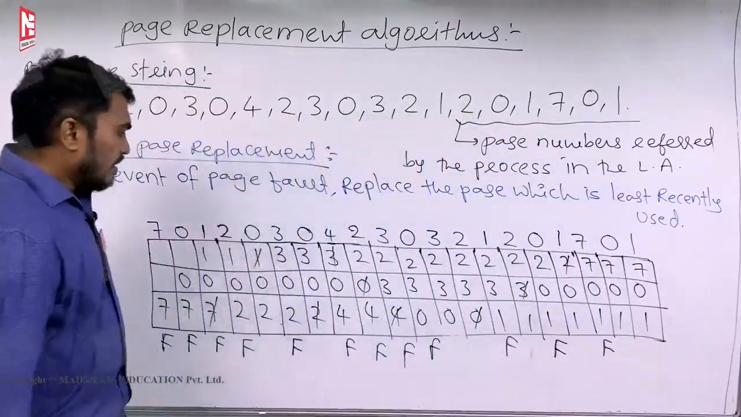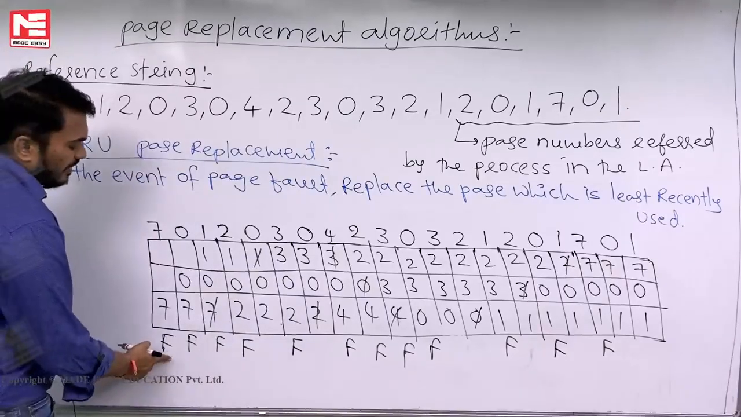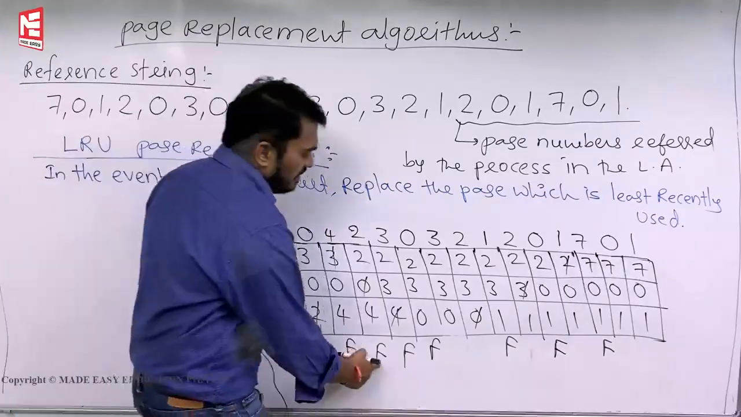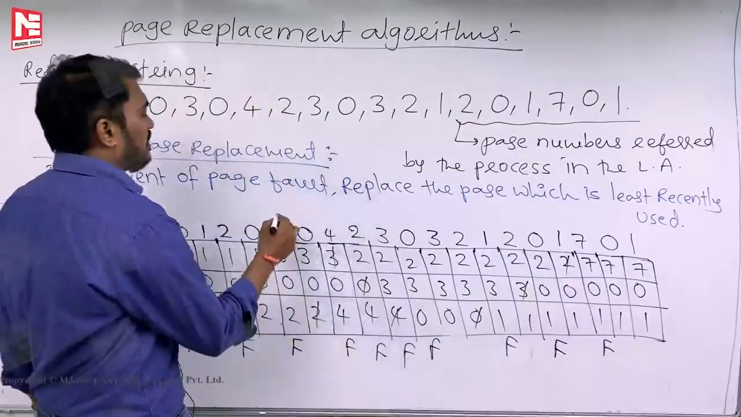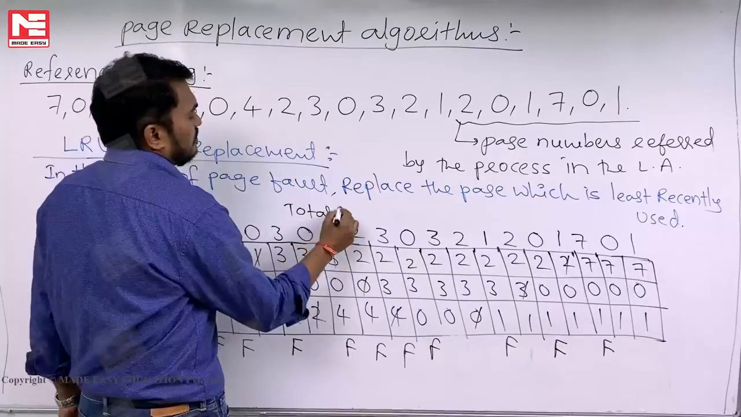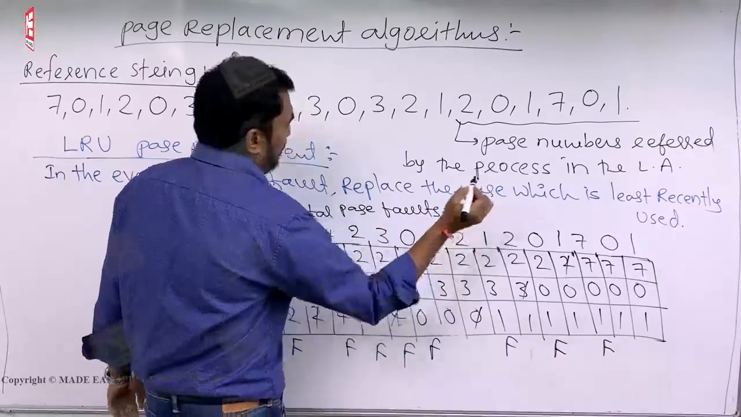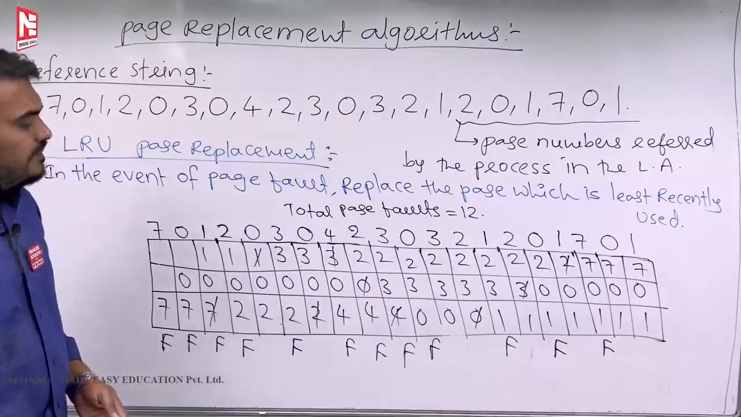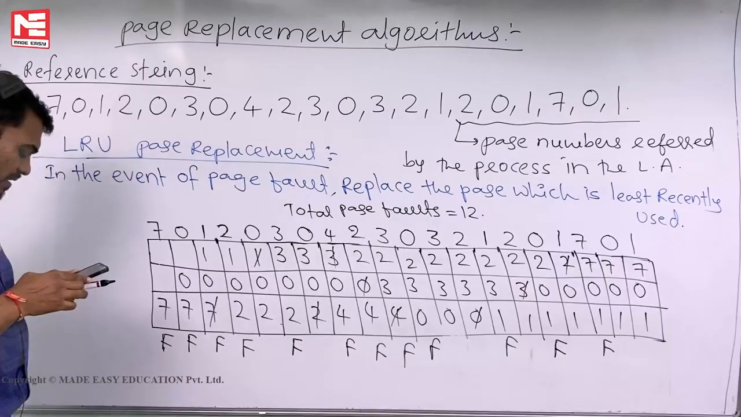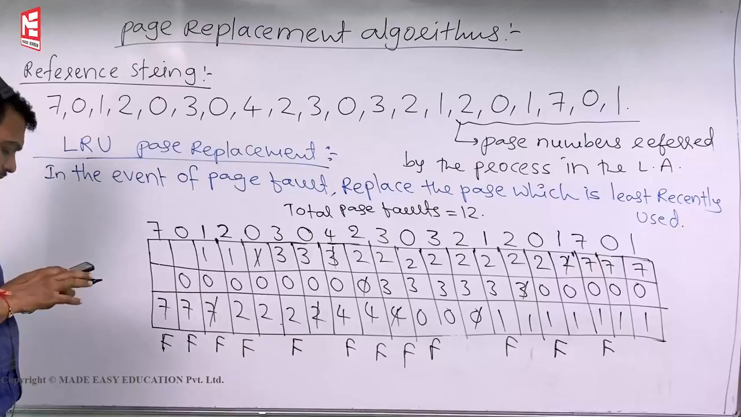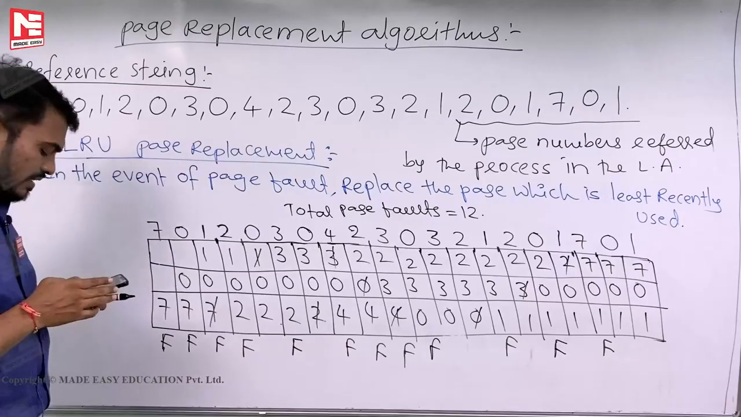Right, so this is how we solve the problem. Now tell me how many page faults are coming here. 1, 2, 3, 4, 5, 6, 7, 8, 9, 10, 11, 12. So the total page faults is 12. I'm writing it clearly here, total page faults is 12. Please check that carefully. I'm also checking. Okay, so my answer is correct. With 3 frames, 12 is the right answer.